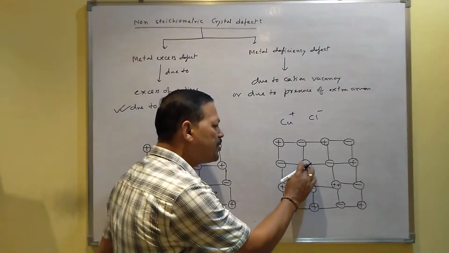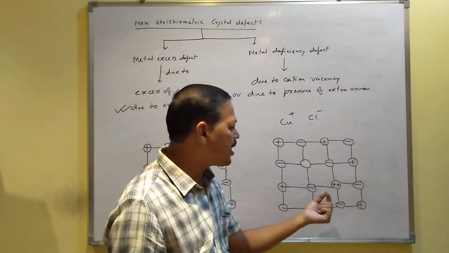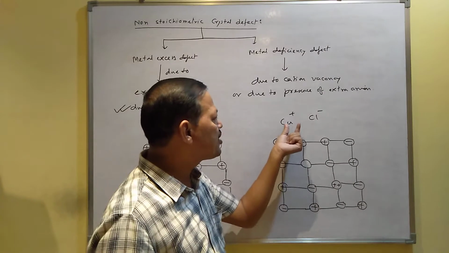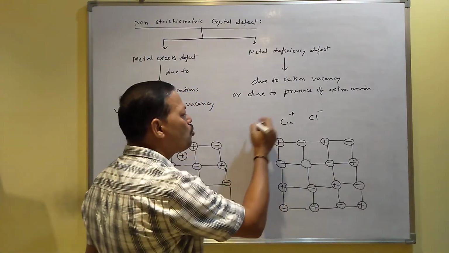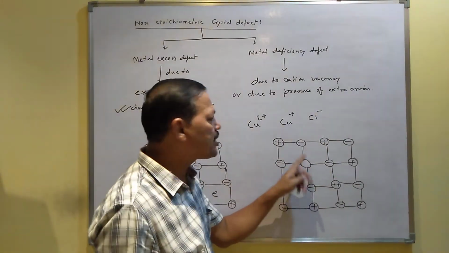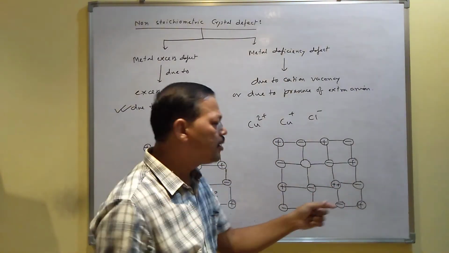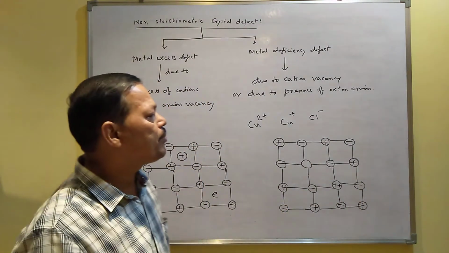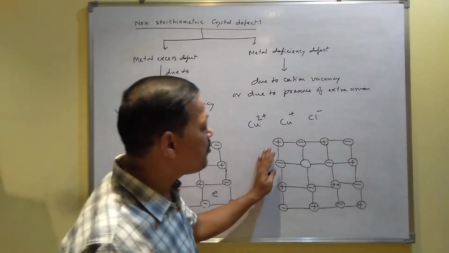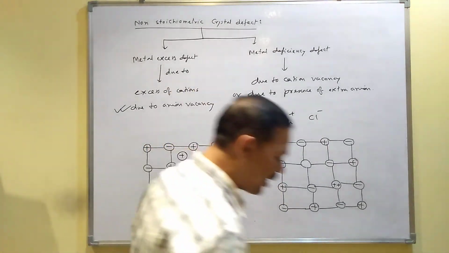I mean, when some cation is missing from its original position, then another cation will be replaced by some neighboring cation. Normally transition metals can show this type of defect, because as you know transition metals can show variable valency. Copper can show 1 plus also, copper can show 2 plus also. If one copper 1 plus ion is missing, then another copper 1 plus ion will be replaced by some copper 2 plus ion, so that total number of positive charge becomes equal to total number of negative charge. And that is why this type of defect is shown by the transition metal, which can show variable oxidation state.